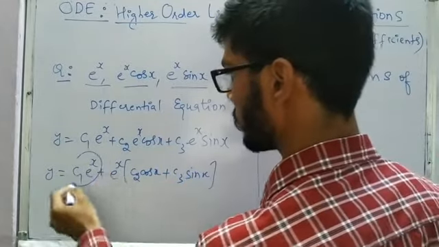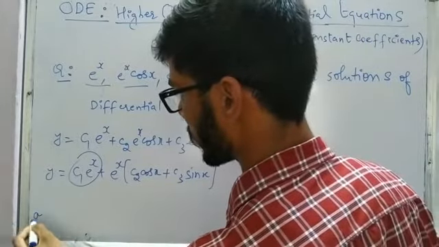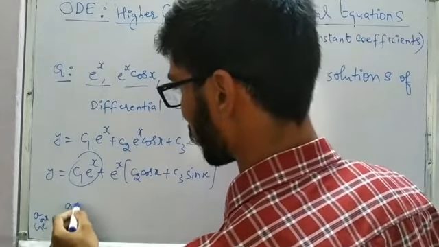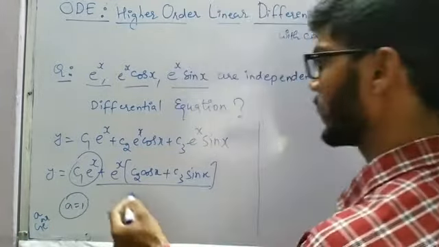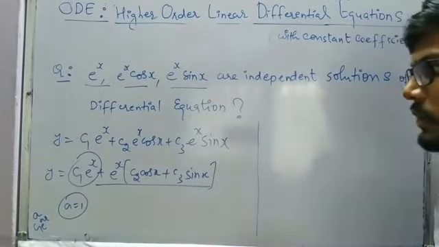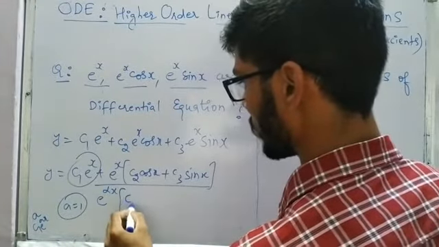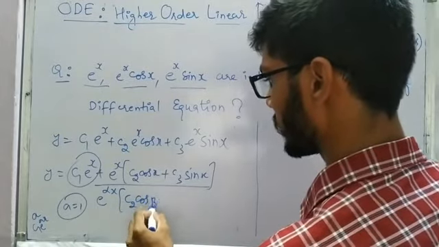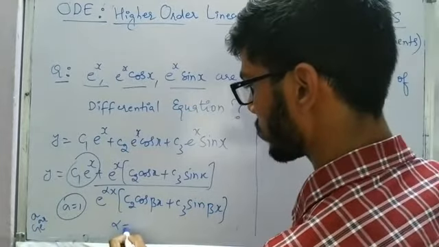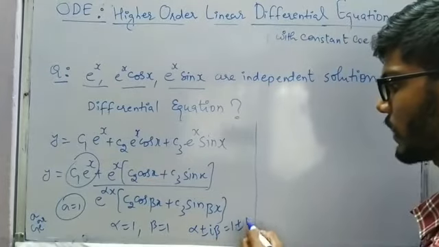This particular term, as it is exponential, gives us a real root. If the root is a, we get the term c1 e^(ax). By comparing, we have a equal to 1 here. And if we have an exponential term as well as a trigonometric term, it means the roots are complex. So comparing with e^(alpha x)(c2 cos beta x plus c3 sin beta x), alpha is equal to 1 and beta is also 1. So the roots are alpha plus minus i beta, that is 1 plus minus i.